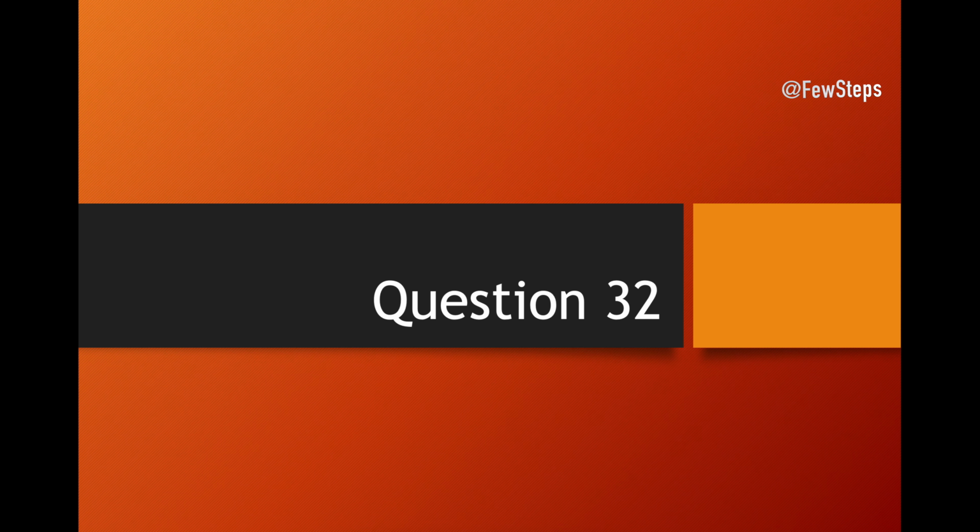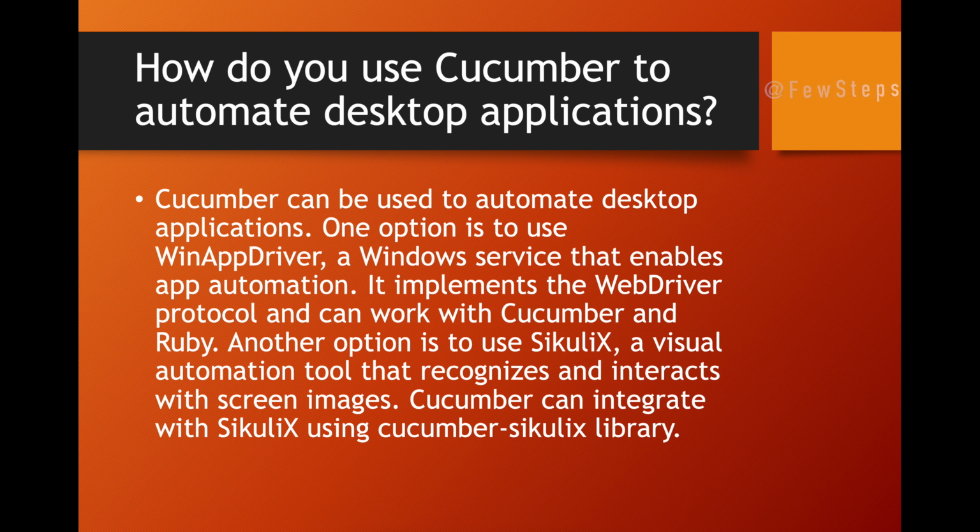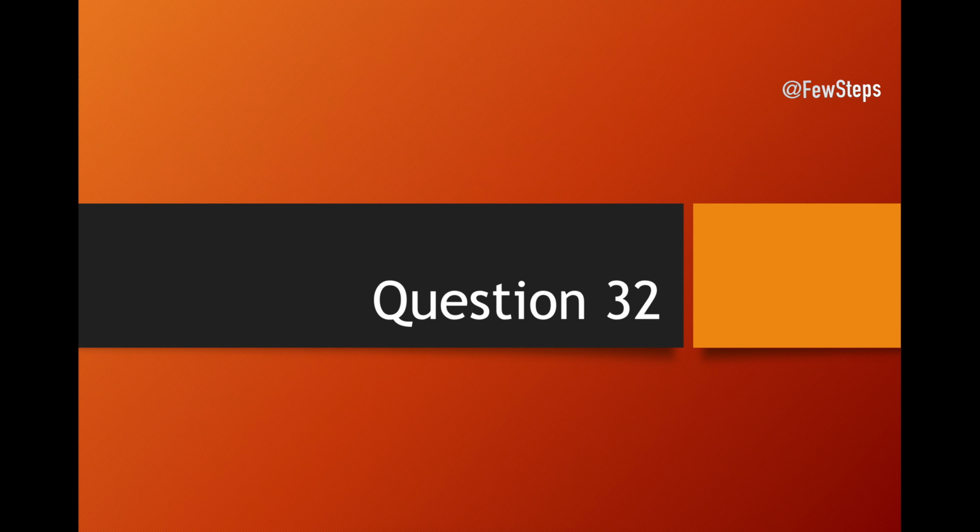Question 31. How do you use Cucumber to automate desktop applications? Cucumber can be used to automate desktop applications. One option is to use WinAppDriver, a Windows service that enables app automation. It implements the WebDriver protocol and can work with Cucumber in Ruby. Another option is to use Sikuli, a visual automation tool that recognizes and interacts with screen images. Cucumber can integrate with Sikuli using the Cucumber Sikuli library.